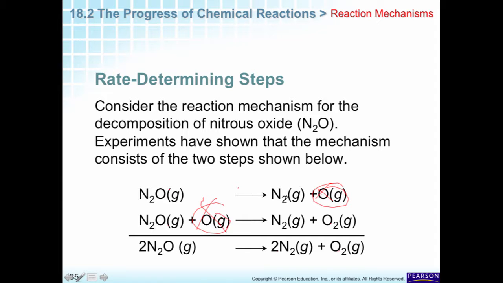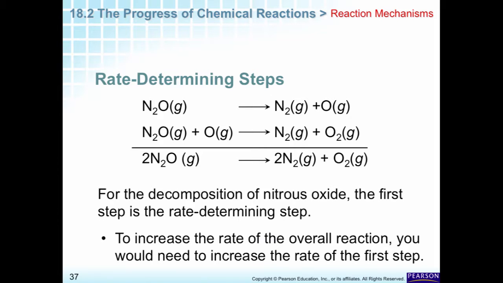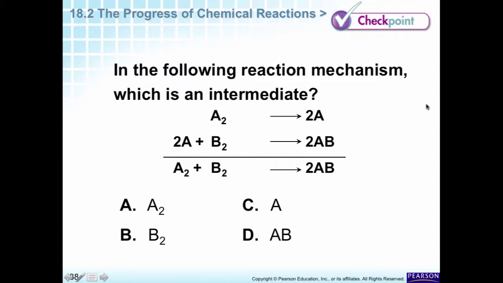This then would be our intermediary. Okay? So in this reaction, we have the oxygens as our intermediate. So we also know from experimental results that the first step is the slow step. Okay, so that's our rate determining step. So if you want to increase how fast it's going, you have to make sure that first step is increased by some method.